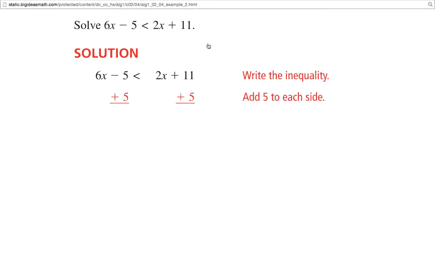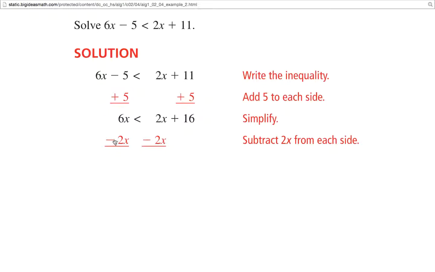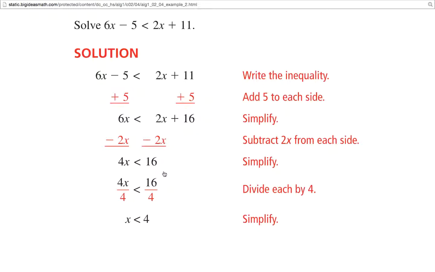So in this case here, we're going to add this 5. We're going to move the numbers to the right. So we're adding 5 here and adding 5 over here. It means we're going to move the variables to the left. -5 plus 5 is 0. Good, that's what we wanted to do. 11 plus 5 is 16. Then we're going to subtract 2x from over here, and it'll go over here. So 2x minus 2x is gone. 6x minus 2x is 4x. And then we're going to divide by 4. So x is less than 4. All right.